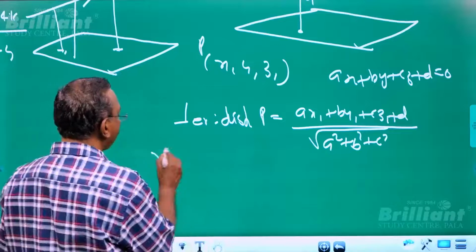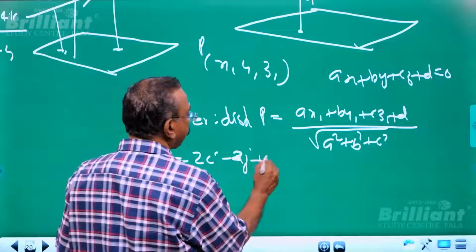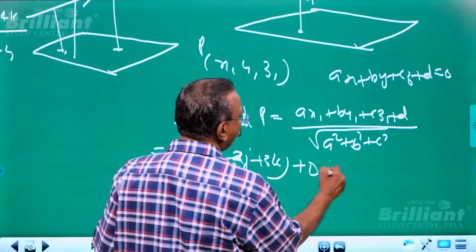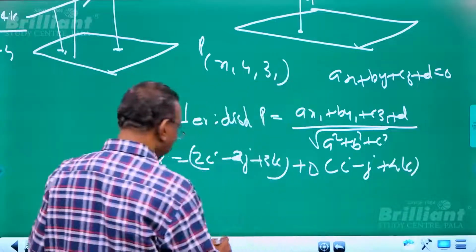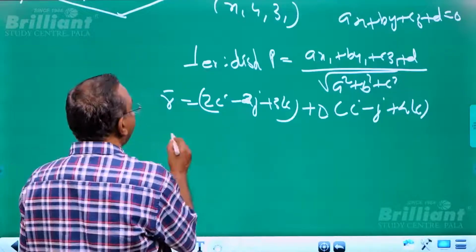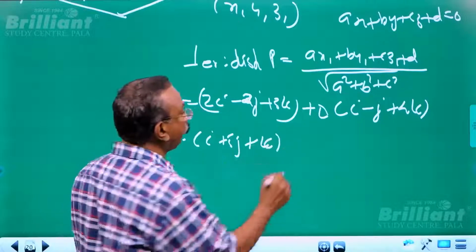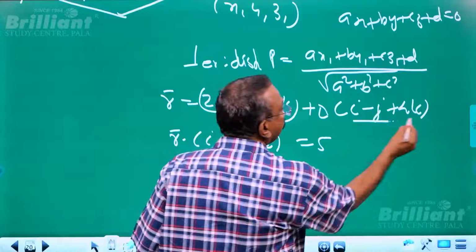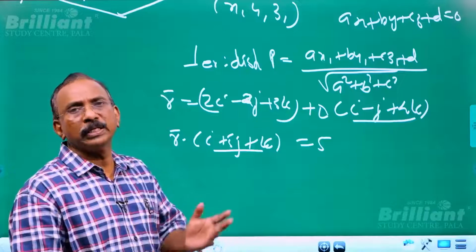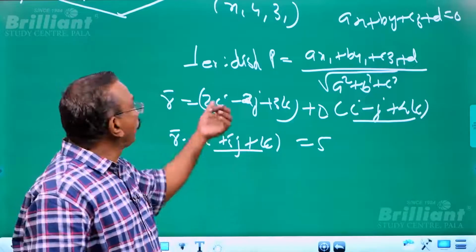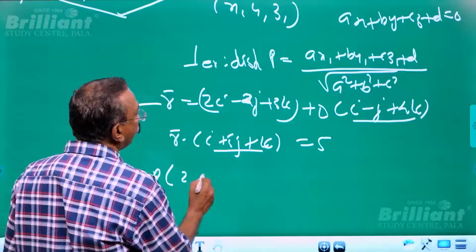The line is r bar = 2i − 2j + 3k + λ(i − j + 4k). And the equation of the plane is r bar · (i + 5j + k) = 5. So you know this line direction and this normal, you can check whether they are parallel or perpendicular. Here it should be parallel. Now we can take any point here. The point P is (2, −2, 3), any point on the line.